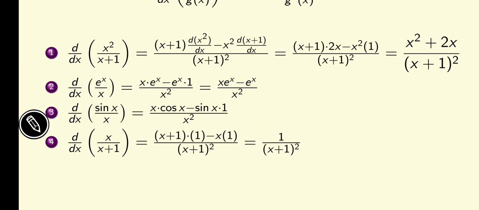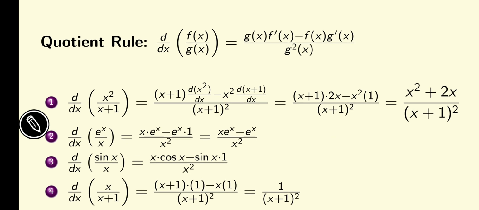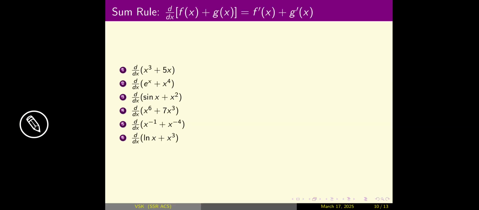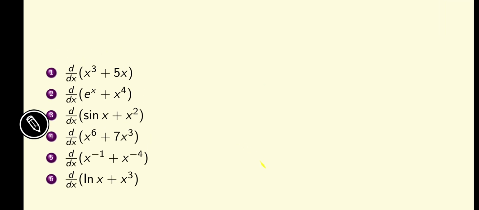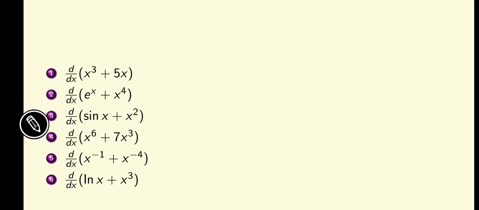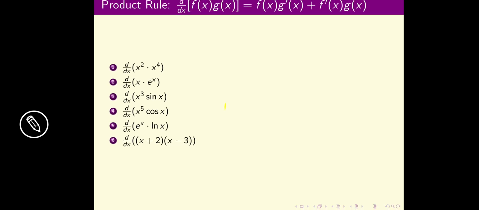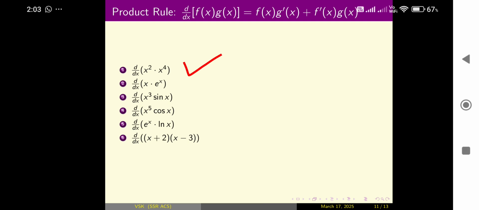So using these rules, we can find the derivative of functions whenever they are given in this format or in this form. Now you can try this exercise here. We have to find the derivative: x cube is 3x square, derivative of 5x is 5. Here derivative of e to the power x is e to the power x, and x to the power 4 is 4x cube. In this way you can find these values very easily. Then you can try this as a product rule. Here the product is given, so you can try. These are very easy.